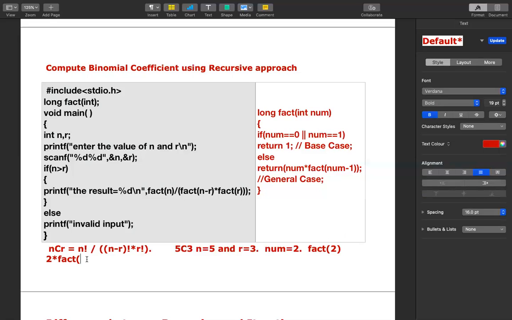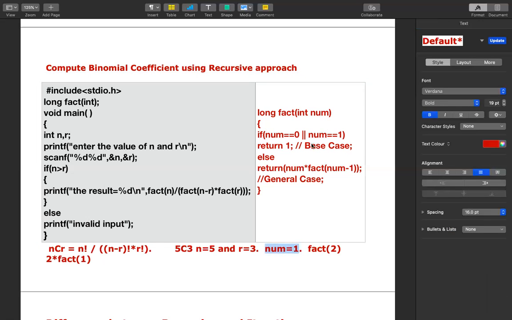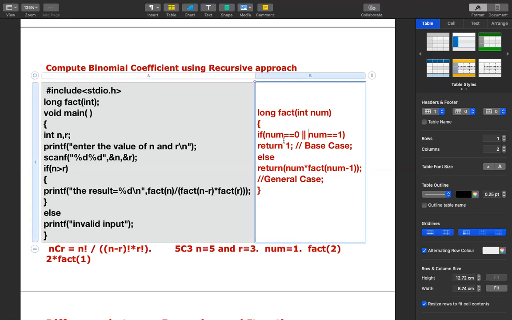What is 2 minus 1? Fact of 1. Now again 1 is copied as the value of num, because you're calling this function with the parameter 1. So now num is 1. In the if condition, is it equal to 0? No. Is it equal to 1? Yes, it is equal to 1. This expression turns out to be true, and the entire expression becomes true, because in OR, if any one of them is true, then the entire expression becomes true.